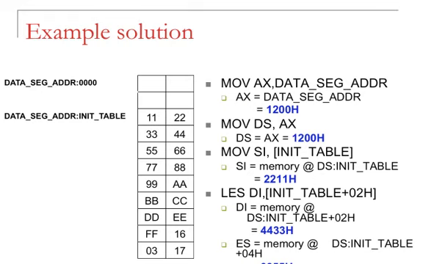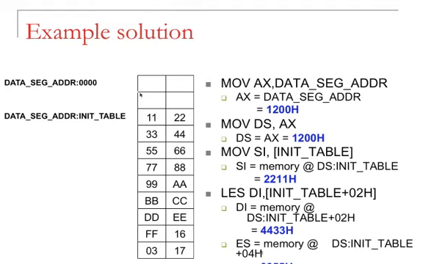Alright, the next instruction is LES DI, [init_table plus 2]. Okay, this gets very interesting. LES is to load something into the ES register. Remember the LXX family. So in this case, we have ES, so we're going to load something into ES. Now, what will be loaded into ES?